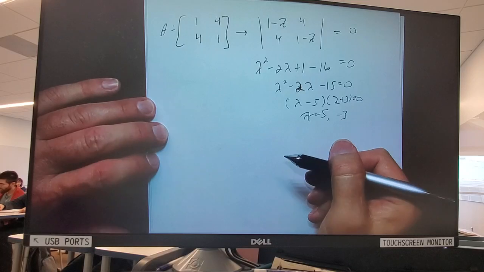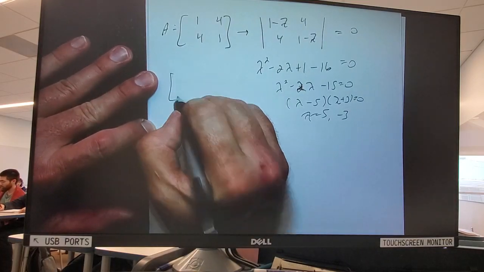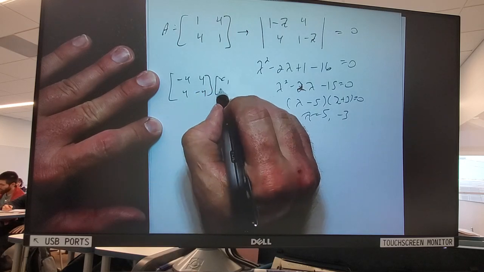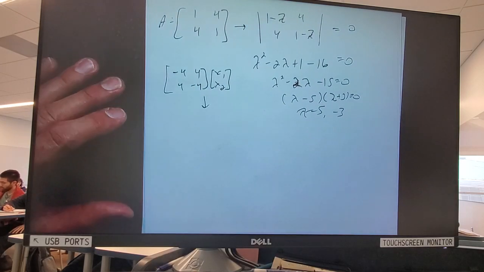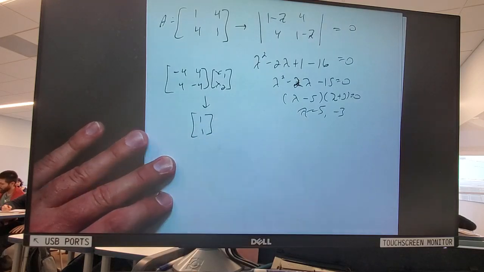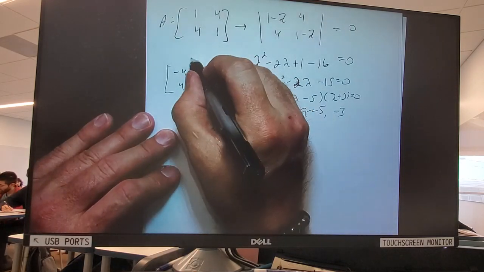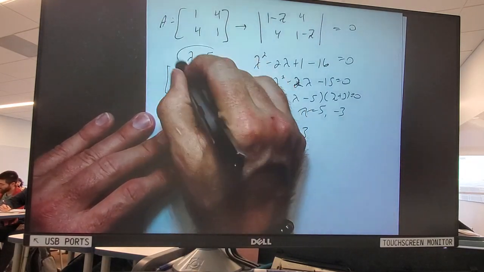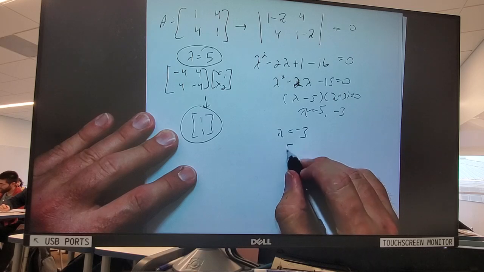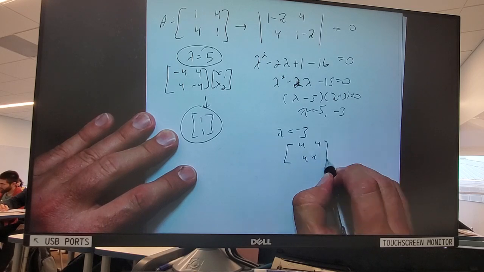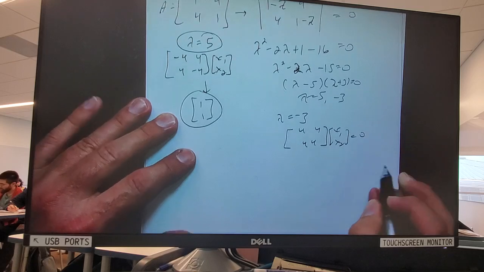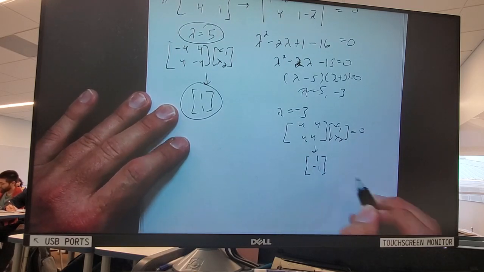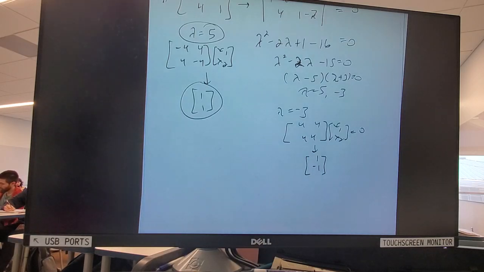So if I plug these back in, just to do this a little quickly, I'll get negative 4, 4, 4, negative 4. Does anyone know what the eigenvector that goes with that would be? 1, 1. And the other one, this would be lambda equal to 5, sorry. So lambda equal to negative 3 would give me 4, 4, 4, 4. And what would this lead to? Yeah, either 1, negative 1 or negative 1, 1. It doesn't matter because they're multiples of each other.